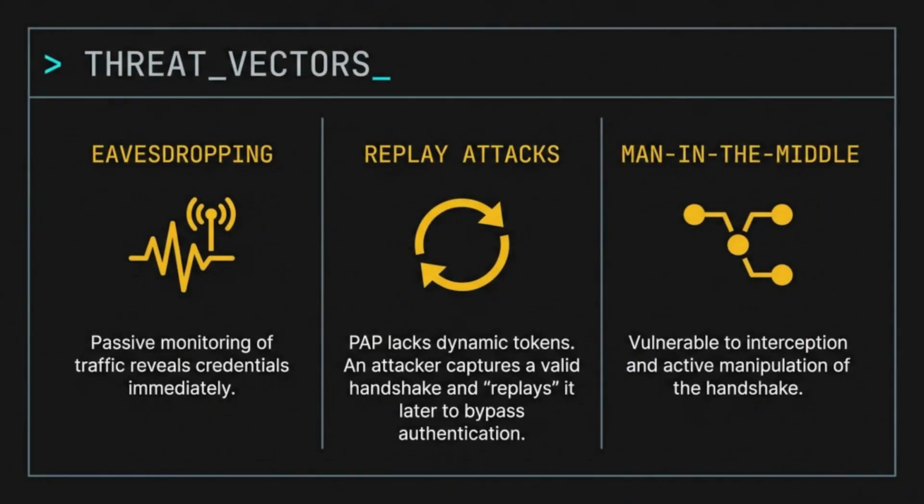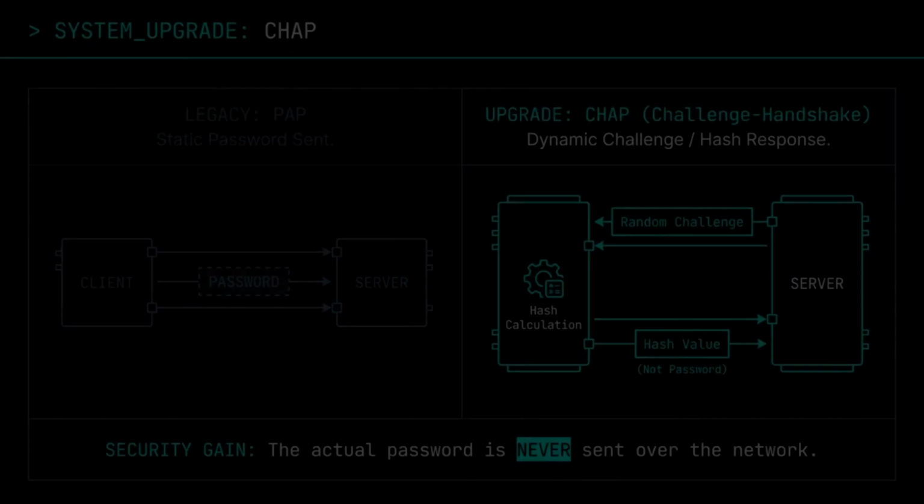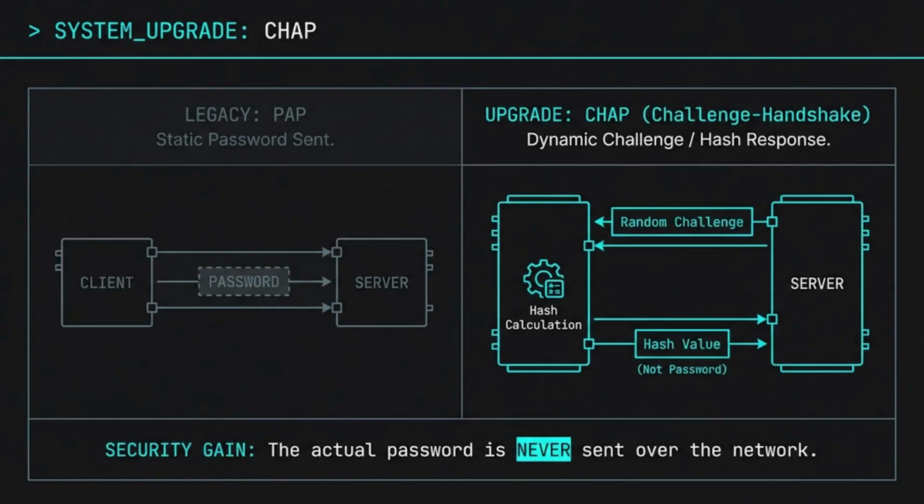This one massive vulnerability opens the door to several classic attacks. Eavesdropping is the most obvious one. An attacker just listens in on the traffic and grabs the credentials. No sweat. Then you've got replay attacks. See, because PAP doesn't use any dynamic challenges, an attacker can capture that valid login and just replay it later to get access. And of course, it's highly vulnerable to man-in-the-middle attacks, where someone can intercept and even manipulate the whole handshake. Naturally, once everyone understood these flaws, it kicked off a real evolution in authentication.